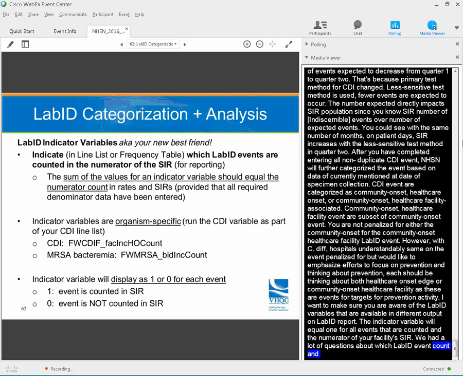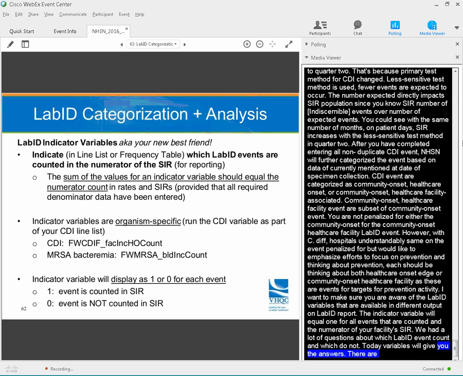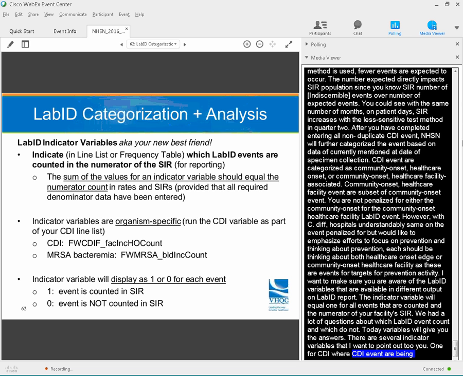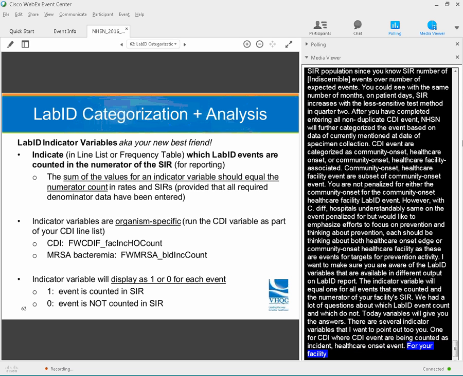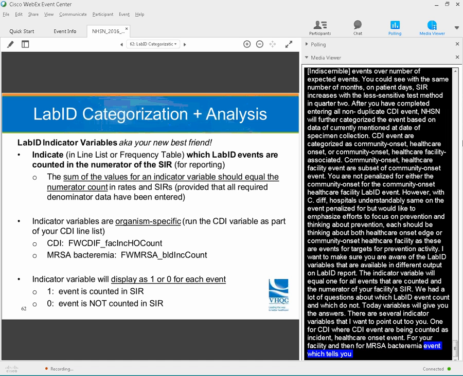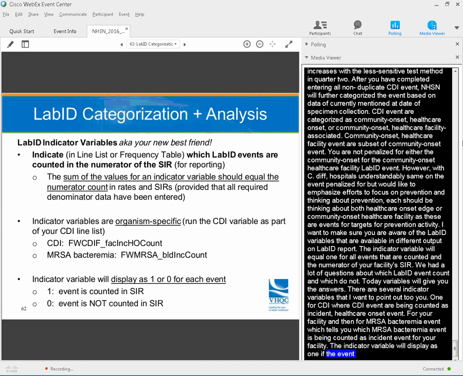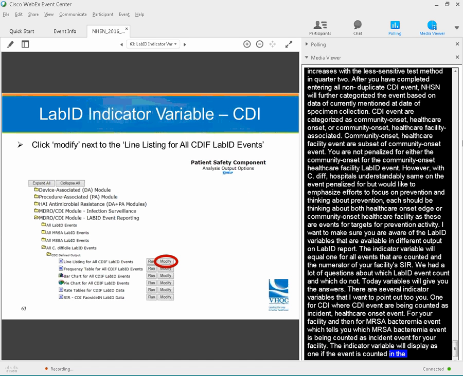There are several indicator variables available, but I want to point out 2 of them. One for CDI, which tells you which CDI events are being counted as incident healthcare onset events for your facility, and then one for MRSA bacteremia events, which tells you which MRSA bacteremia events are being counted as incident events for your facility. So the indicator variable will display as 1 if the event is counted in the SIR, and if the indicator variable is 0, then the event is not being counted in your SIR.